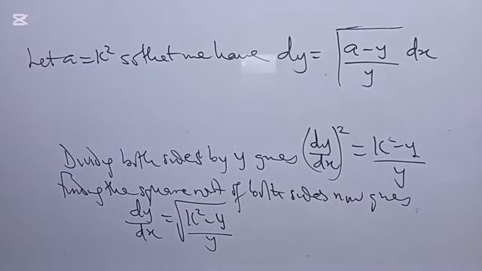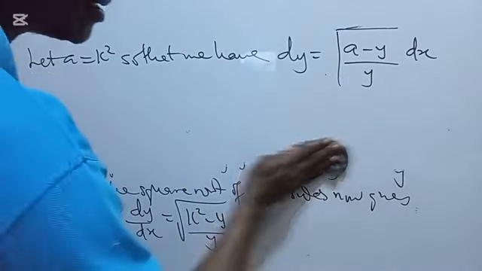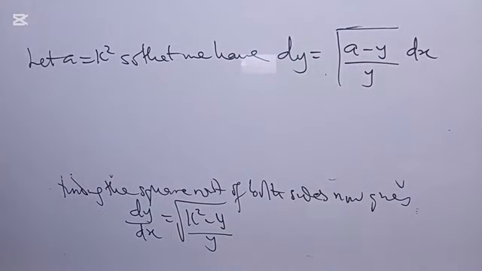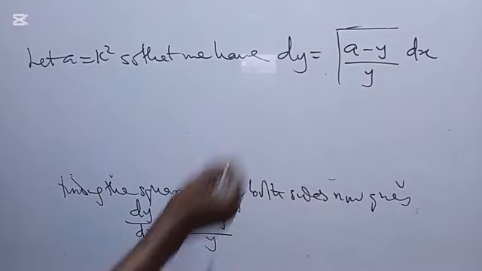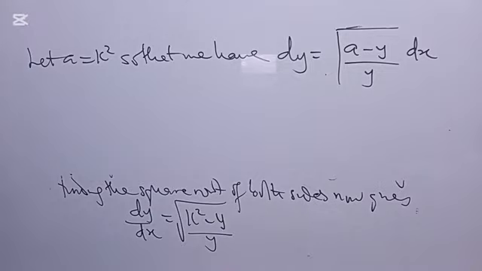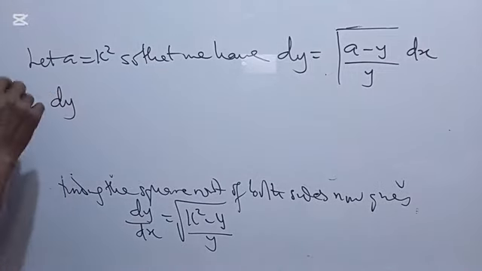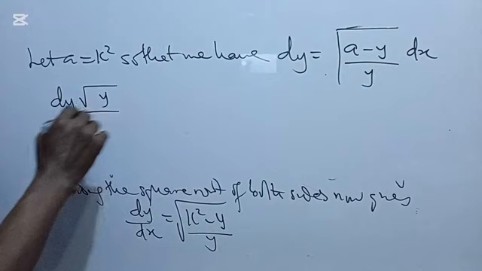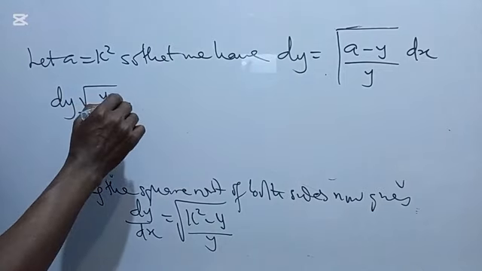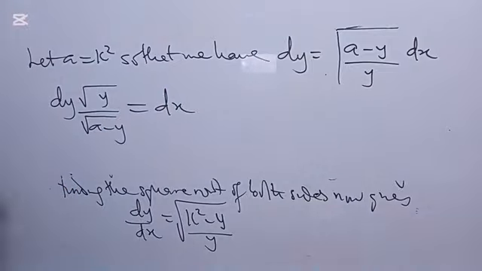Now with this, we have to collect like terms. We have to find a way of making sure that the y is where it should be. So if you multiply both sides by root y over root (a minus y), we have dy root y all over root (a minus y) equals dx. Does that make sense to us? Good.